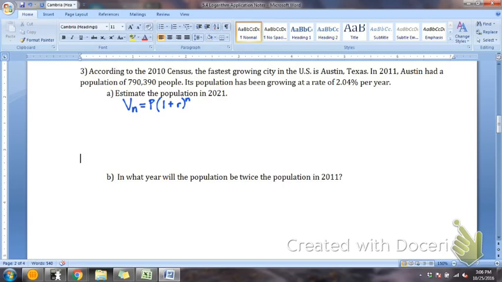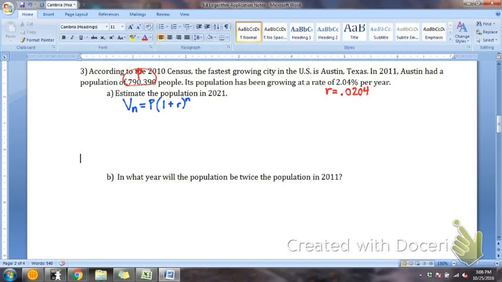Okay, what is our starting value? Paula, what's our starting value here? Good. 790,390 people. I would say that's my starting value. That's how many people we're starting with. What is my rate value? Colt, what's the rate? 2.04. Okay, 2.04, but we're going to change that into a real decimal because it's still a percentage. 0.0204. Good.